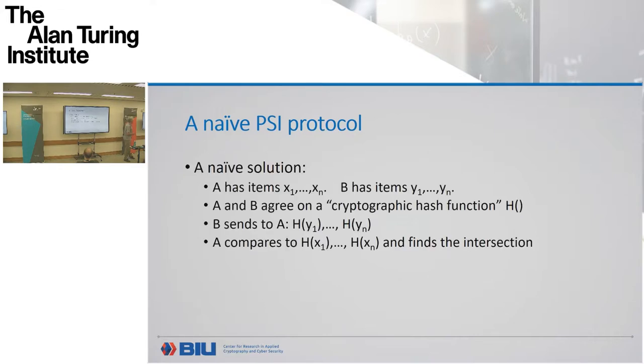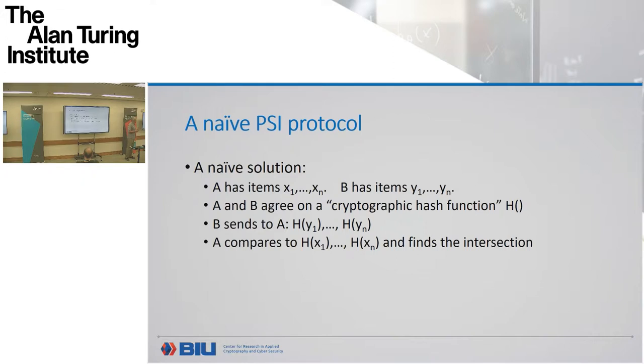So when we think about this problem, most people, when they hear it for the first time, come up with a naive solution. They say, OK, Alice has inputs x1 up to xn. Bob has his own inputs. A possible solution is for both of them to agree on a cryptographic hash function, which is easy to compute and hard to invert. Then Bob will send to Alice the hash values of each of his items. Alice will compute the hash of her items, compare them, and find the intersection.